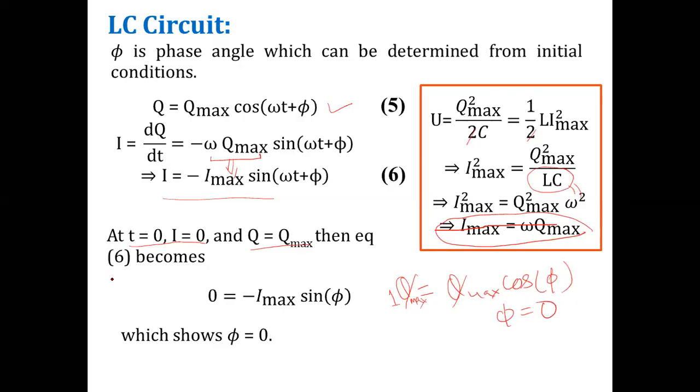If you talk about equation number 6, we said that your current is equal to 0 at time t equal to 0, so this term is equal to 0. You will have minus I max sine phi, which also proves the same thing, that your phi is equal to 0 in this case. So if you start your clock when the charge on the capacitor was maximum and there was no current in the circuit, your phi would be equal to 0. But if you take the other case, that at time t equal to 0 your current was maximum and your charge was 0, your phi would be different in that case. And I would like you to do that by yourself.